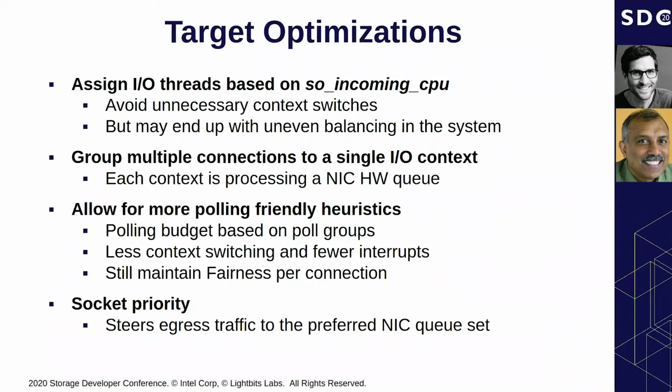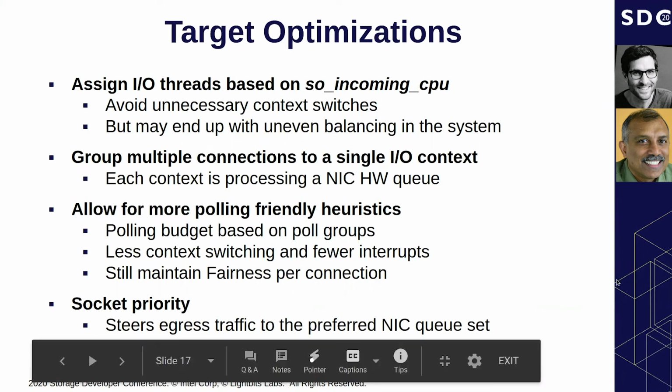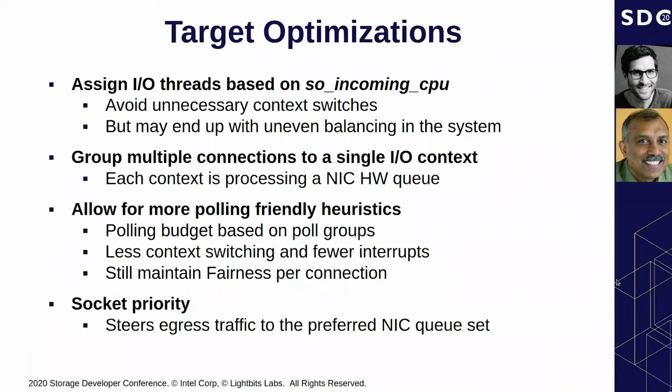The other optimization of the target is that when sockets are opened for the target, we set the socket priority. The priority enables traffic steering to a preferred NIC queue set, and we'll get into a little more detail on that as we go through the following slides, which talk about ADQ specific improvements.